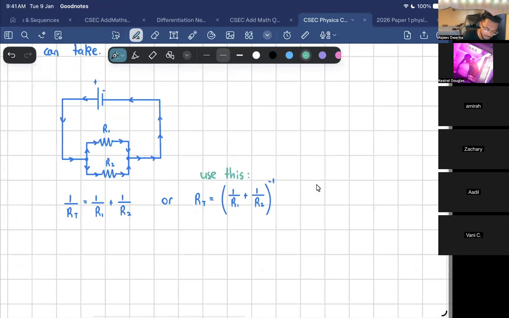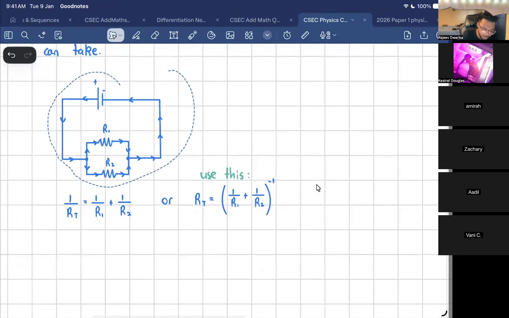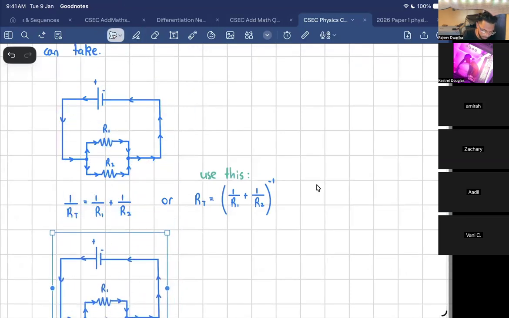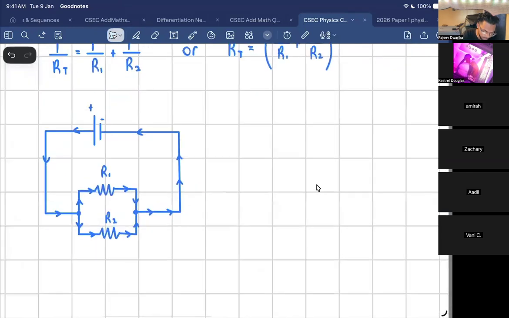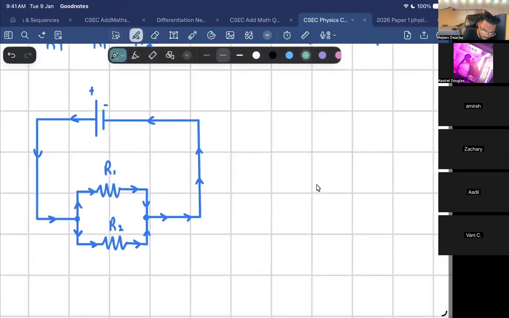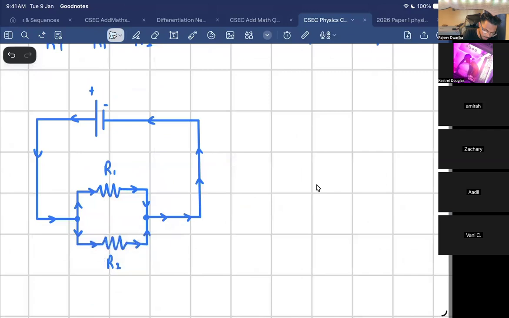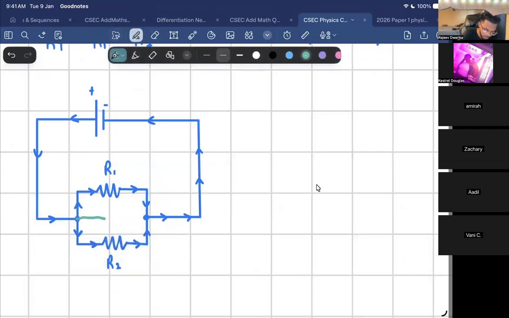And wait, let me just explain something. Do you all think that there could only be two components in parallel, or there could be 3 or 4 or 5, whatever? They can have multiple components. Yeah, you could have multiple, right? You do want to have two.